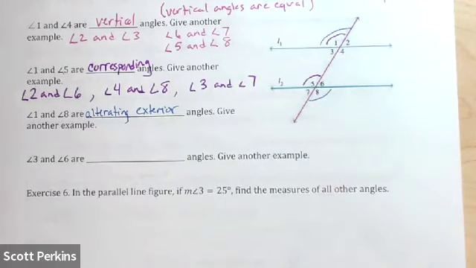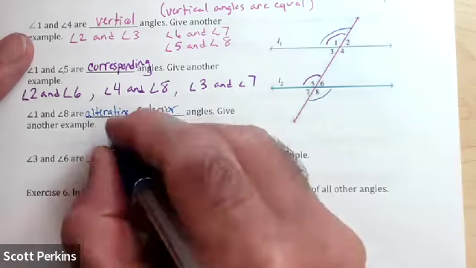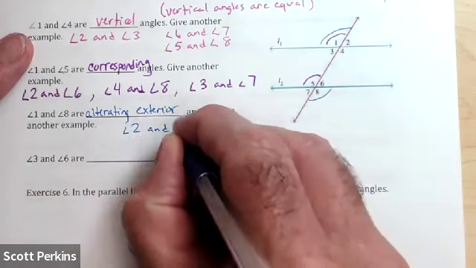So alternating refers to the transversal. Exterior refers to they're both on the outside of the lines. They are equal angles. You can always take that to the bank. So there is one other pair of alternating exterior angles. Go ahead and write that down. I'll give you 10 seconds. What's the other pair of alternating exterior angles? Yep, angle 2 and angle 7.